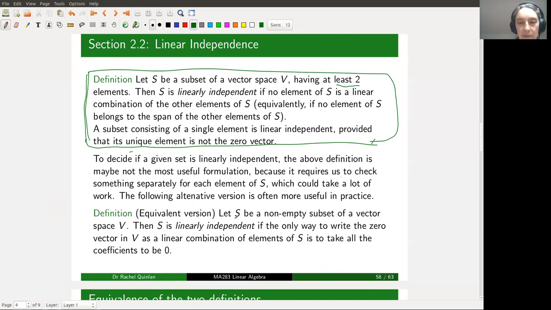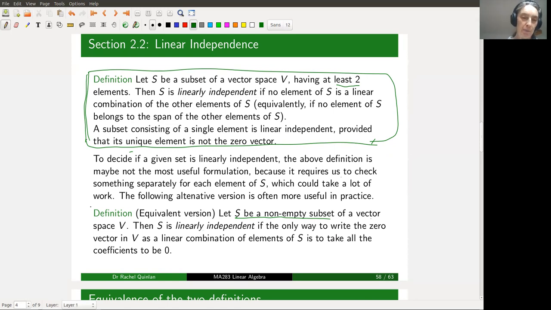Again, S is a non-empty subset of a vector space. This time we're not insisting that S have at least 2 elements, it can have only one, but it's not empty. So S is linearly independent if the only way to write the 0 vector in V as a linear combination of the elements of S is by taking all the coefficients of all the elements of S to be 0. Given any set in a vector space, the 0 vector is always in its linear span, because you can always take the coefficients of all the terms in your linear combination to be 0, and then you get the 0 vector. So if that's the only way to write the 0 vector as a linear combination of the elements in your set, then your set is linearly independent.